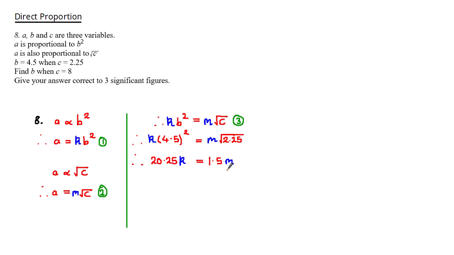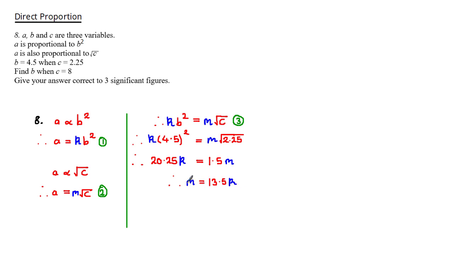At this stage, how do you think we eliminate the constant terms in equation 3? Well, if we were to set m to be the subject of this equation, by dividing both sides by 1.5, we would get that m is equal to 13.5k. And so now we have m in terms of k.